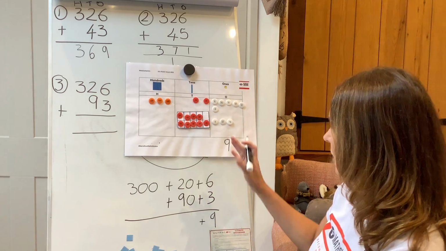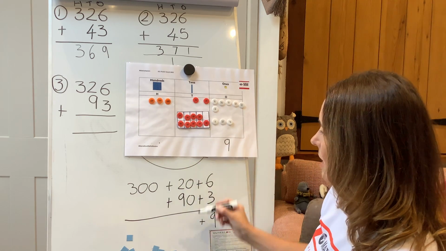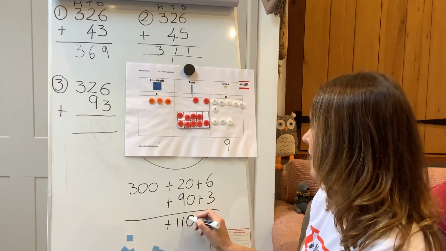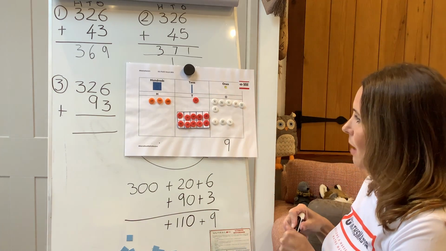And then we can add our 10s together. Now we've got 9 10s and 2 10s, or 90 and 20, makes 110. And we can see here that we've made 10 10s, which is the same as 100.